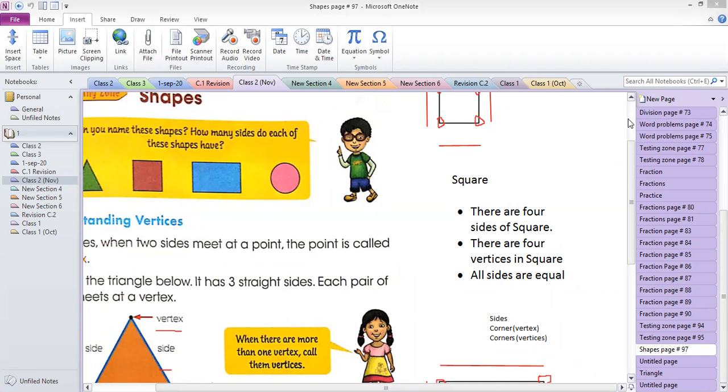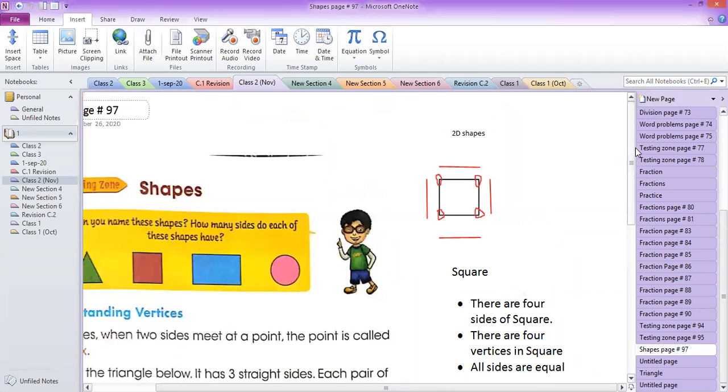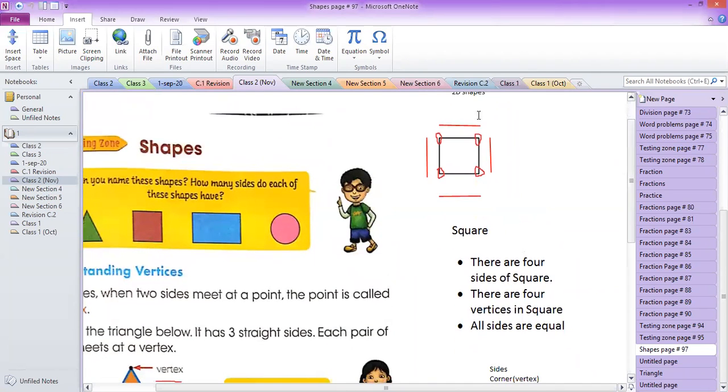What we are studying nowadays is shapes. Yesterday we started shapes with some of the 2D shapes. 2D shapes are the shapes which have two dimensions, like length, height or width. So we studied first a square. This is the shape of a square, guys. This is the review of yesterday's class.